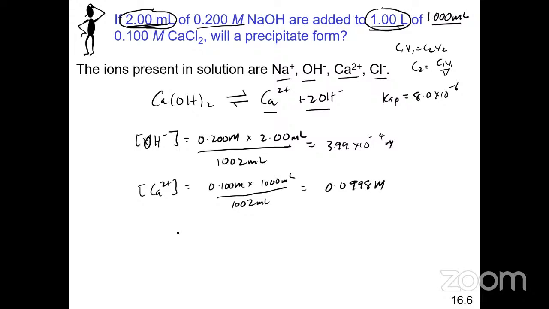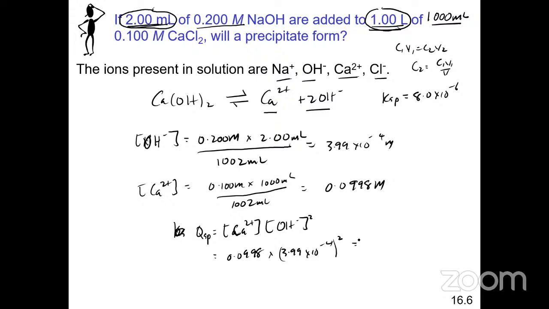M. So KSP, or I should say QSP, upon mixing, would be equal to the concentration of calcium times the concentration of hydroxide upon mixing. So that would be equal to, for calcium, 0.0998 multiplied by the concentration of hydroxide, which is 3.99 times 10 to the minus 4, squared.